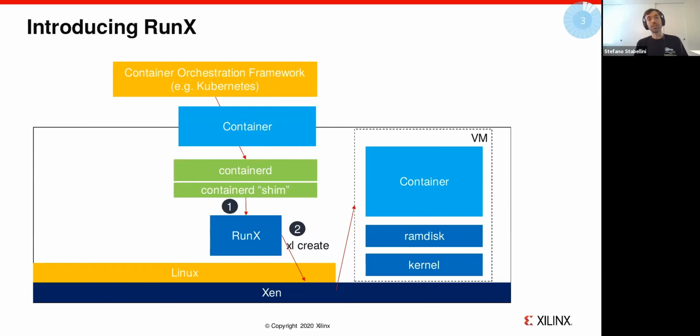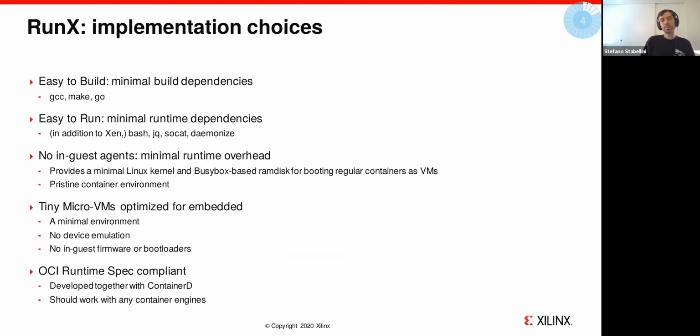As we've seen, the way it works is a container gets deployed through Kubernetes to containerd on the host, and then at the time of invoking RunC, you instead configure containerd to run RunX. RunX gets executed, and RunX will start your container as a VM, providing a small kernel and a small RAM disk, just enough to run your container. What are the top implementation choices?